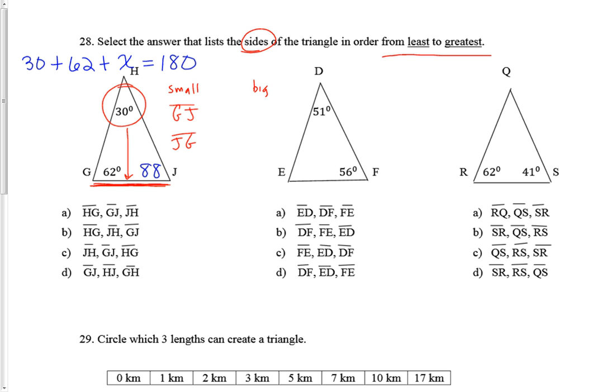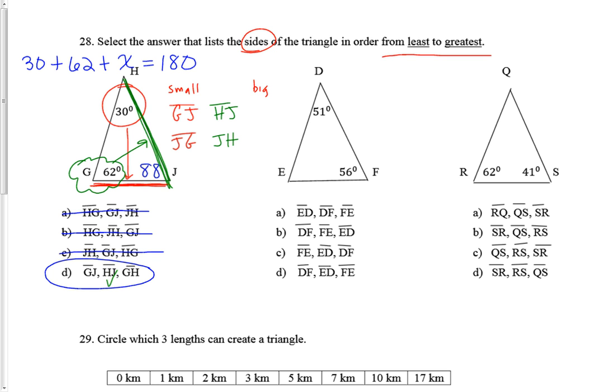So at this point, I should be able to go to my answer choices and eliminate some. So I'm looking for GJ or JG, which looks like I only have one answer choice remaining. I'm going to go ahead and make sure that this is correct. The next biggest angle, yes, is G, and across from that is segment HJ. So HJ is my middle segment, or JH, and does that match? It does match with my answer choice.